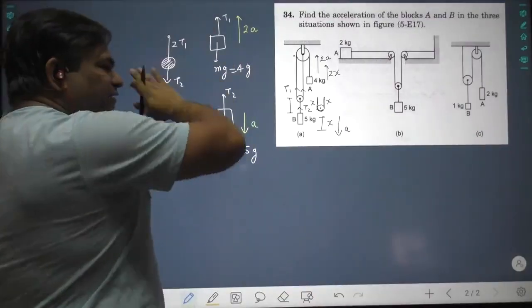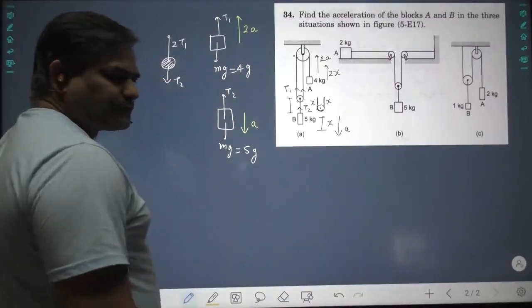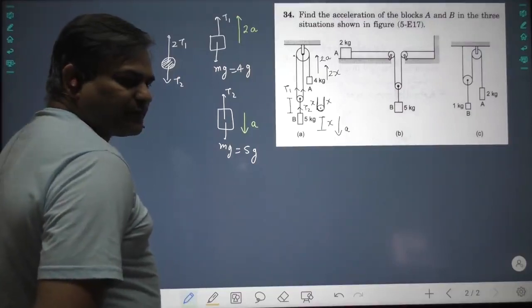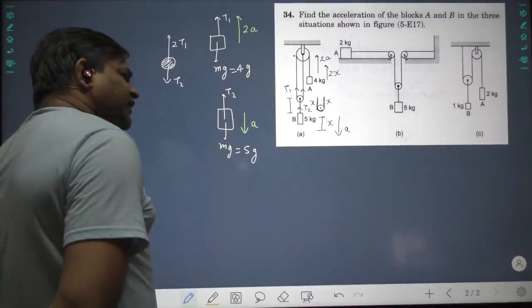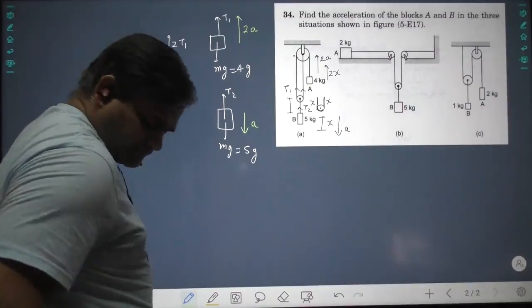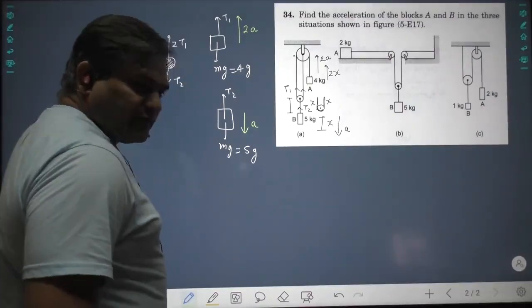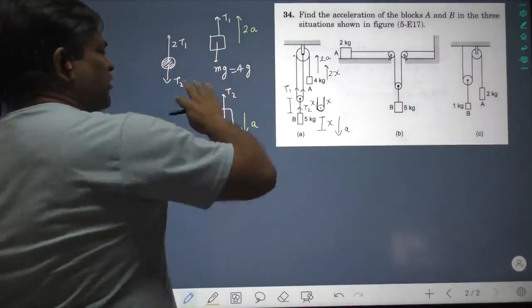Any doubt regarding this? First tell me. Is this thing clear to you all? Say okay. How many of you got this right?